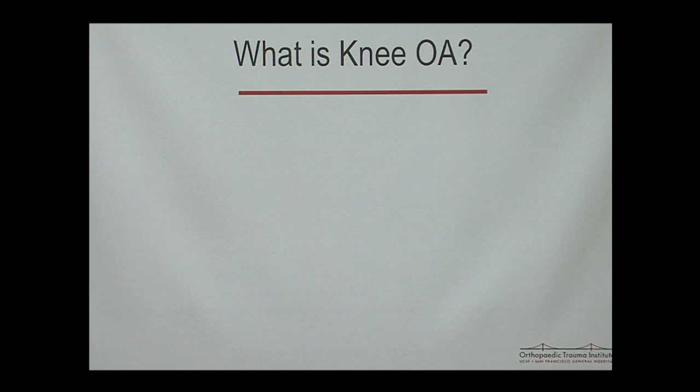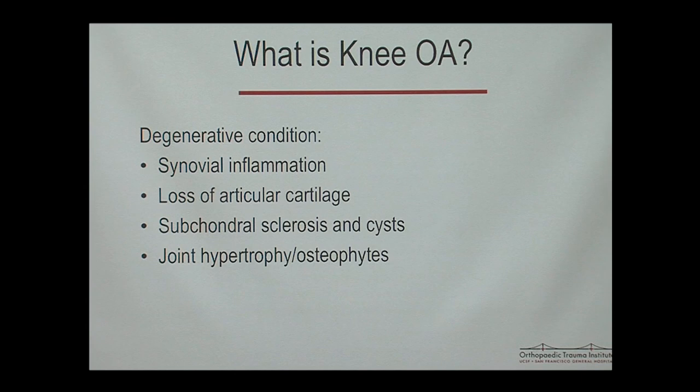So what is knee OA? This is a degenerative condition. It's characterized by these four elements. The first is synovial inflammation. The synovium is essentially a layer of cells that resides inside joints, and we see in a variety of arthritic conditions that it can become inflamed, and inflammation in itself can be painful. We also see prominent loss of articular cartilage, and articular is just another reference to the joint.